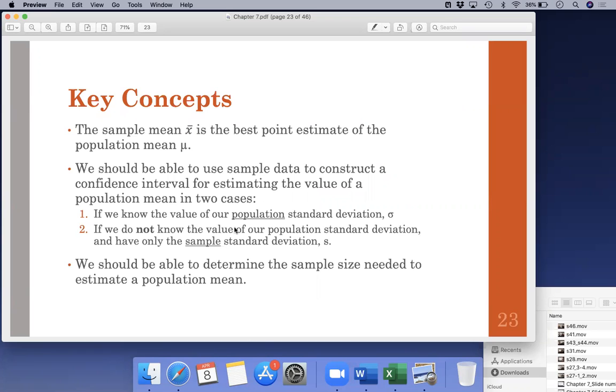The sample mean x bar is the best point estimate of the population mean mu. Then we should be able to use our sample data to construct a confidence interval for estimating the value of the population mean in two cases. In the previous section we only had one case, but here you have to think about your population standard deviation also. If you know your population standard deviation, you have one method, and if you don't know anything about it, you have another method.